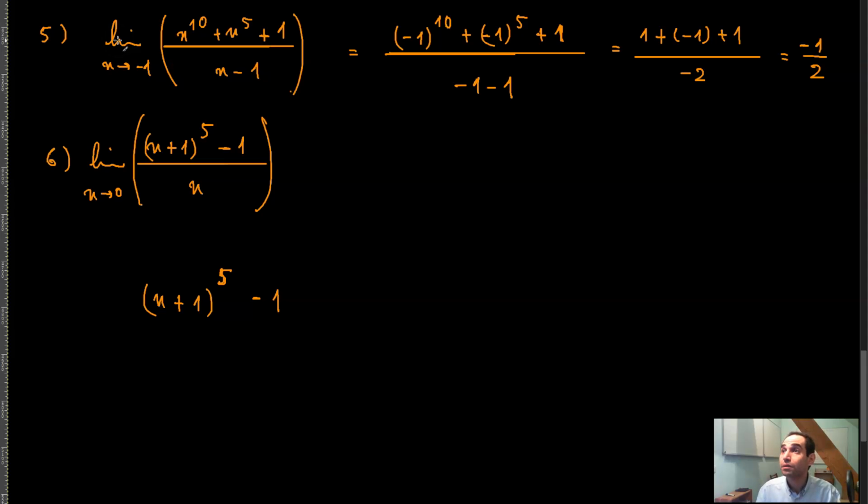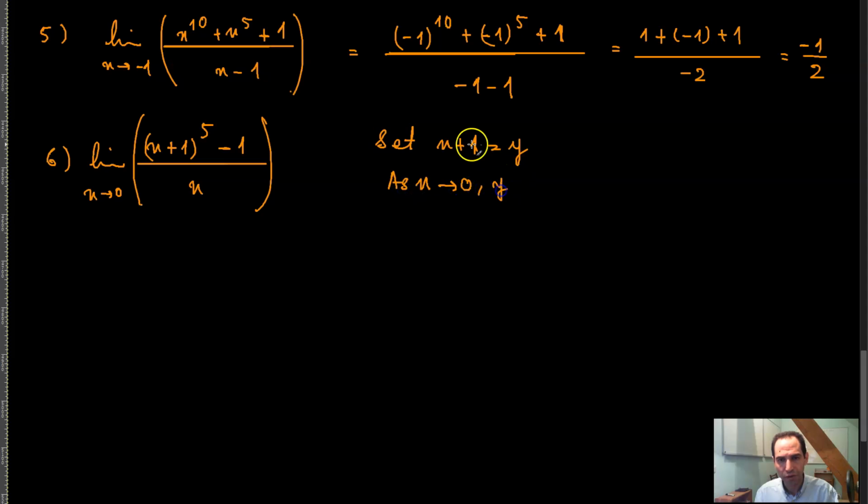Okay, so this is not that complicated, meaning that what you can do is that basically you can write this way, meaning that you can substitute x plus 1 as y. You can set x plus 1 equal to y, and if you do that, you will get this as x tends to 0, then y tends to 1, right?